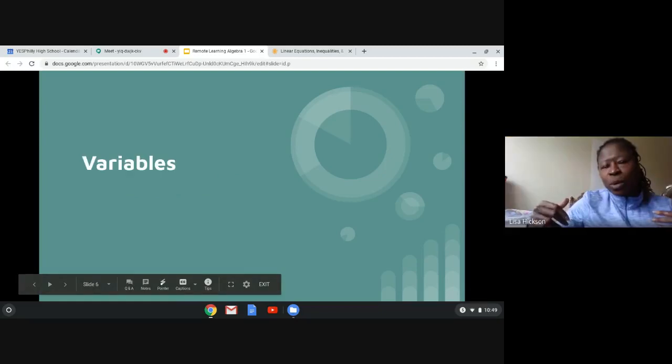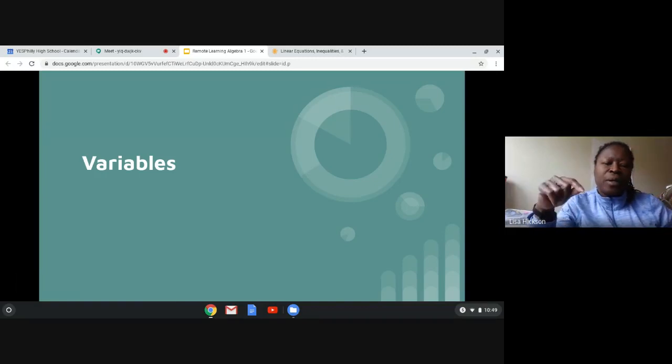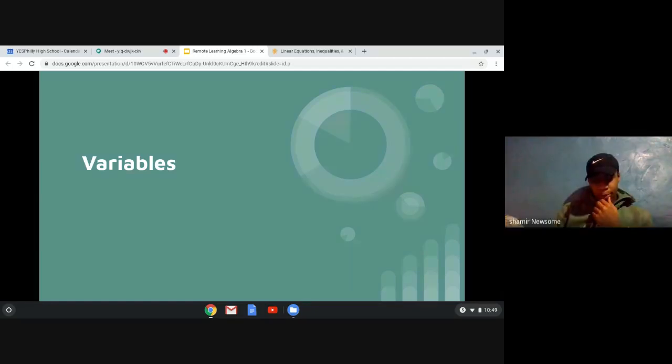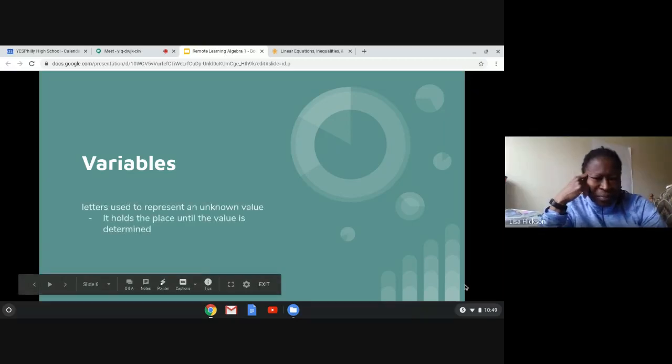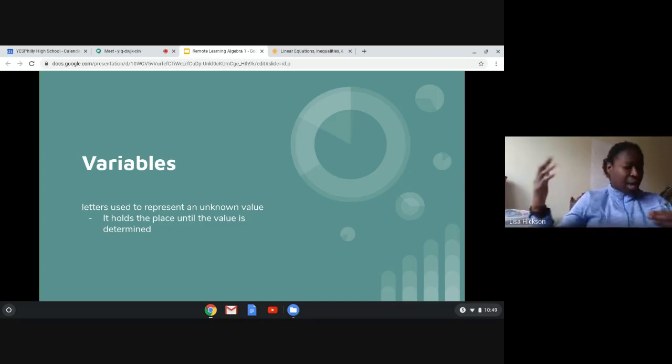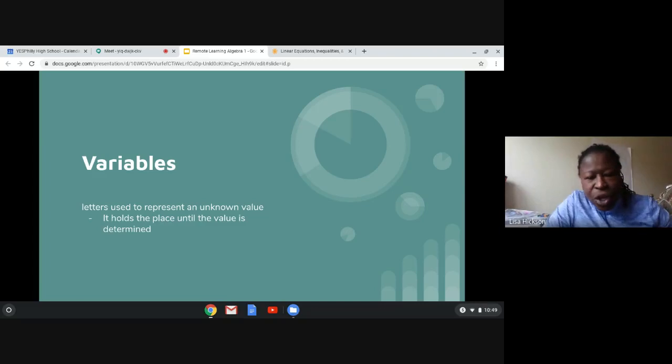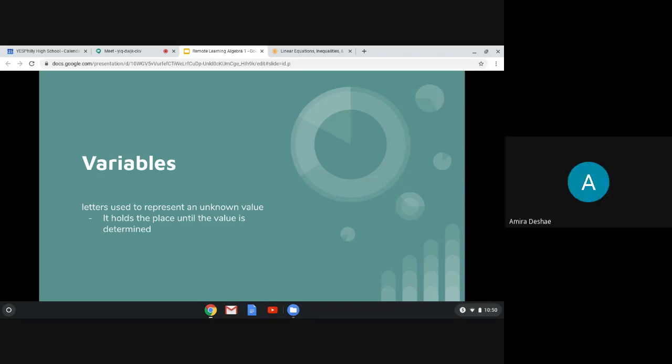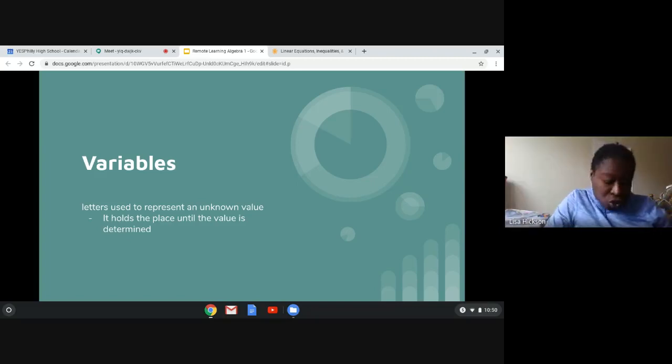Now, all of you have done algebra to some degree. So, anybody remember what's a variable? A letter that represents something. Yes. So on the screen, you will see, because we're going to get the vocab out of the way so that as I talk, you will still have a point of reference. So yes, variables are letters used to represent an unknown value. It holds the place of the value that you are going to determine.